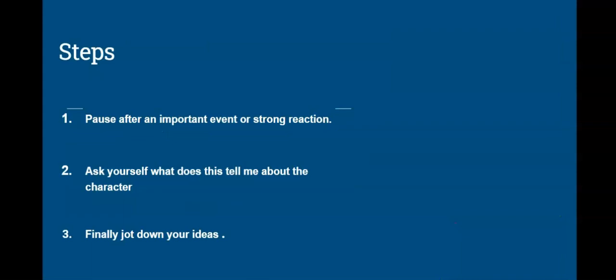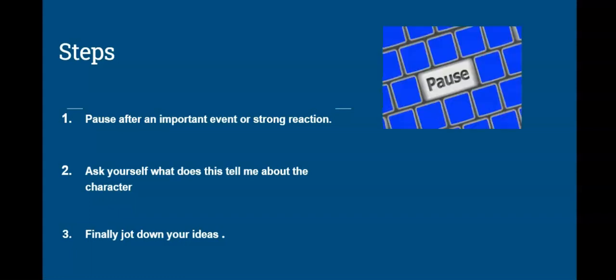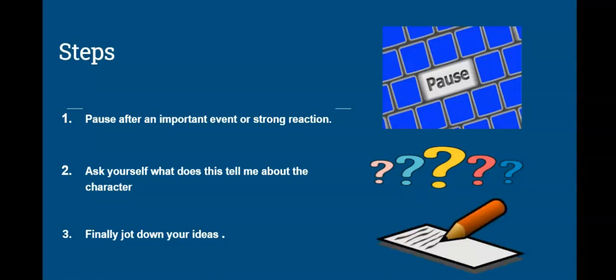Now let's review some steps that we need to take when we analyze characters. Our first step is to pause after an important event or strong reaction. Then we need to ask ourselves, what does this tell me about the character? And finally, and most importantly, we need to write our ideas down.